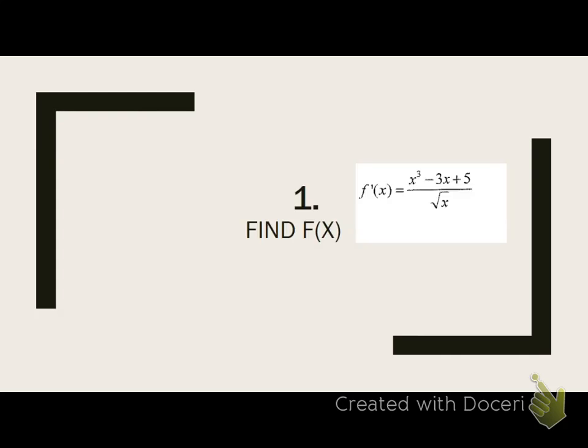Number one. Find F of x. Notice how I wrote capital F of x. Basically, I'm asking you to do the antiderivative. Very similar to the one that I just did on the board, right? Very similar. So let's see what we can do here. Let's see if I can write it.